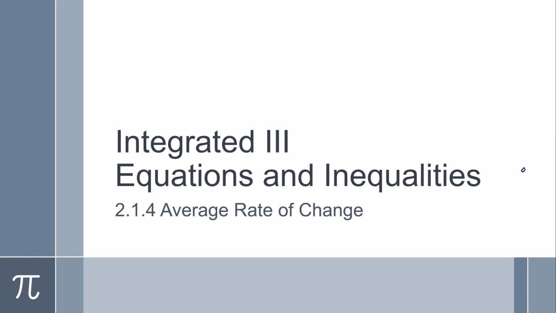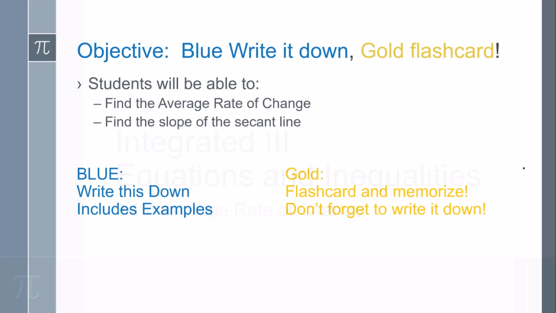This is section 2.14. We're going to take a look at the average rate of change. And in this lesson, we're going to find the average rate of change and find the slope of the secant line.